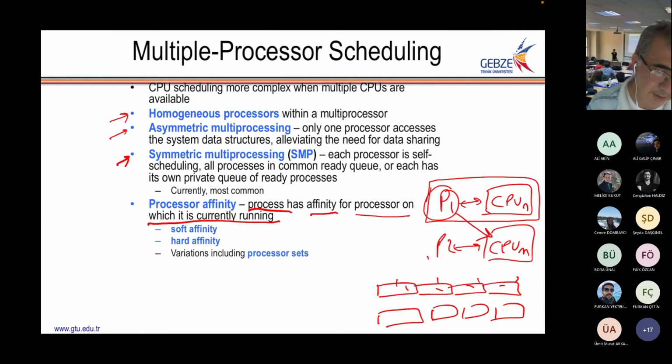There are different variations, soft affinity and hard affinity. In the hard affinity, it has to work on a certain processor. In the soft affinity, it is better to work on the same processor. Sometimes different processors have different properties. So scheduling with multiple processors and multiple cores is not an easy task. It depends on the architecture.